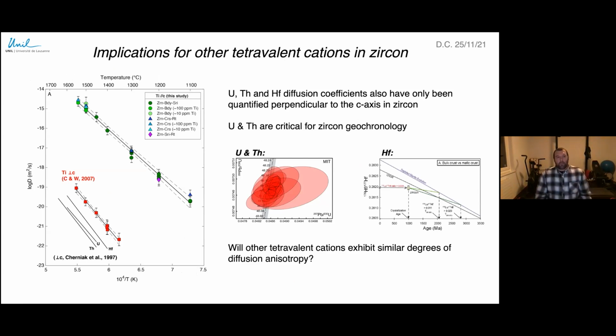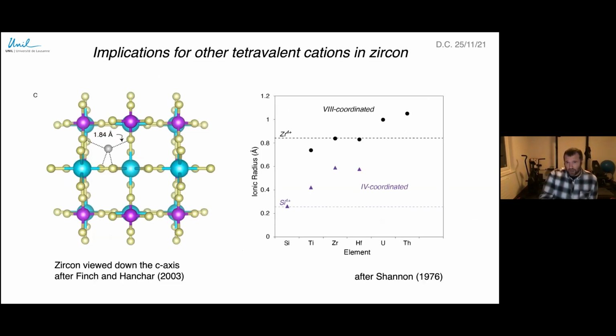Yeah, so that is something we've thought about quite a bit, because it turns out that the studies looking at uranium, thorium, and hafnium diffusion in zircon also all only looked at diffusion occurring perpendicular to the c-axis. So now on the one hand, I think that what we've found warrants going and doing some more experiments. I don't know that we would see this same degree of anisotropy in any of these other species, largely just looking at the size of these different ions.